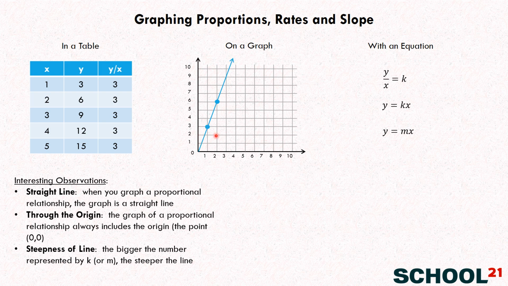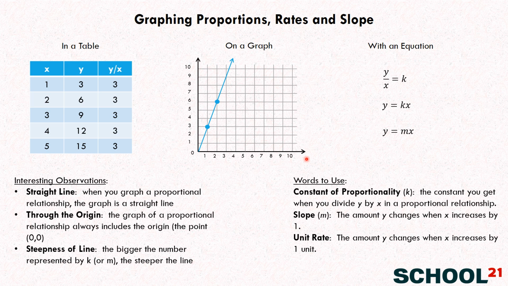But if we had like y equals 10x, where the k or the m is bigger, then the first point would be 1, 10. It would be way up here, and we'd have a super steep line, right? Right. So that's the steepness of the line. That's called the slope, and it's all based on how big that number m or k is. Okay? Okay.